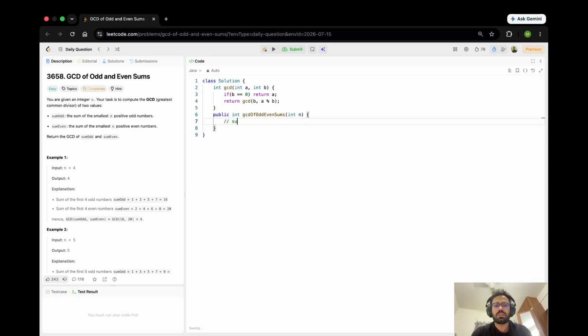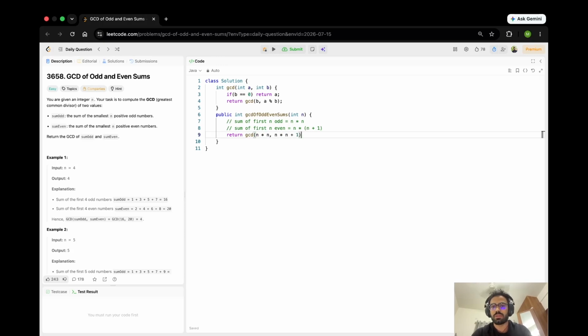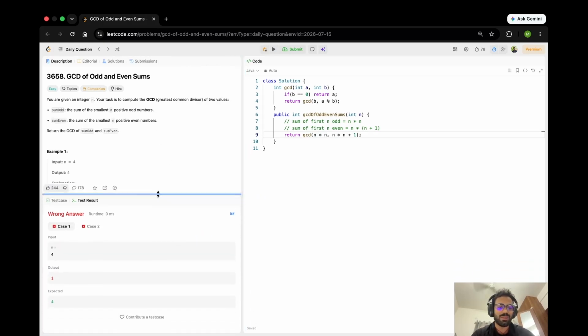And what is sum of first n odd numbers? It is n cross n. Sum of first n even equals to what? n into n plus 1, right? So I'm going to return GCD of what? n cross n comma n cross n plus 1. So see, we can always write the library function here, but never do that, because if someone asks you this question in the interview, they will not be happy. So also I am not happy.